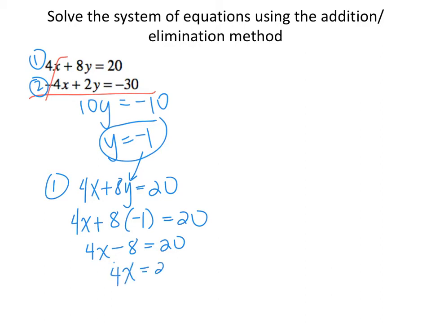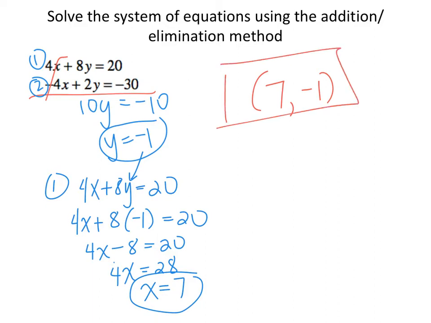4x is equal to 28. From there, I'll divide by 4. So x is actually equal to 7. So now I already know my final answer is going to be 7, -1.